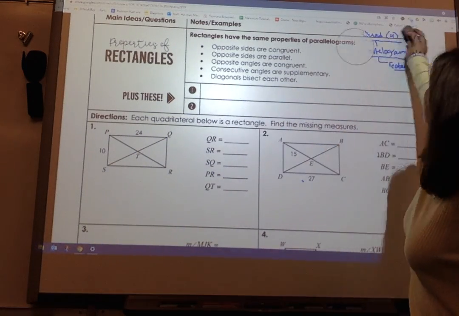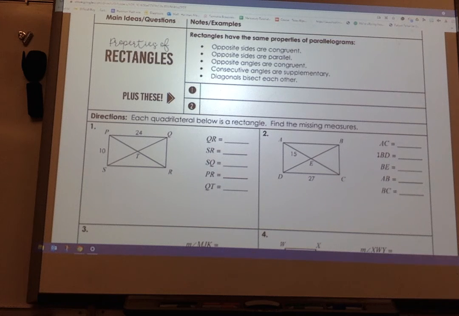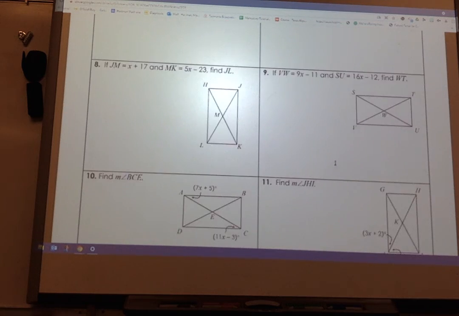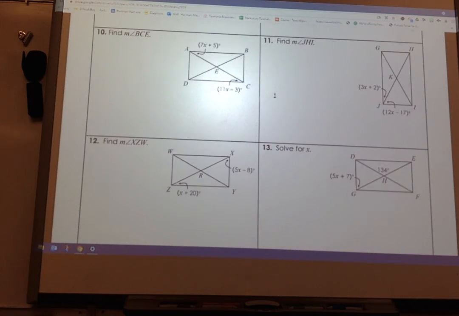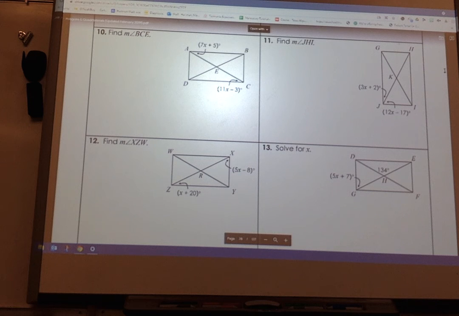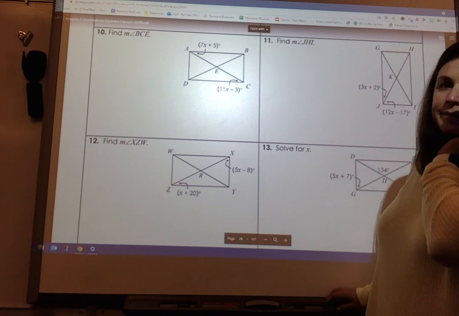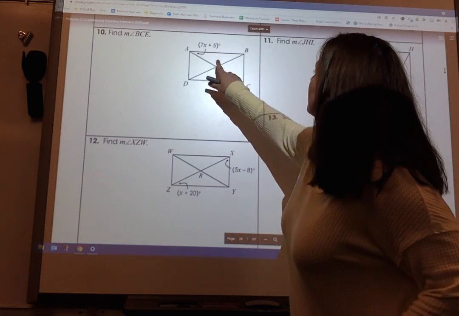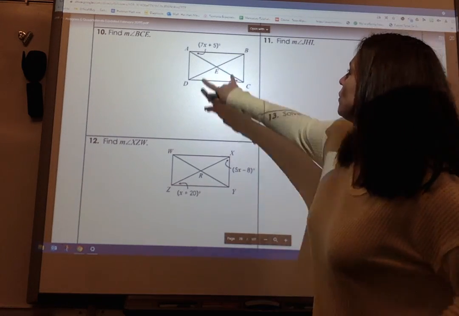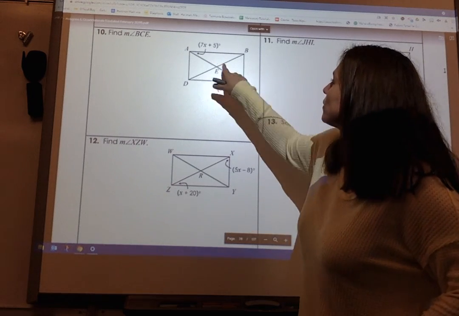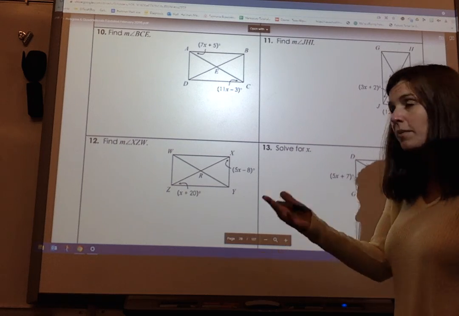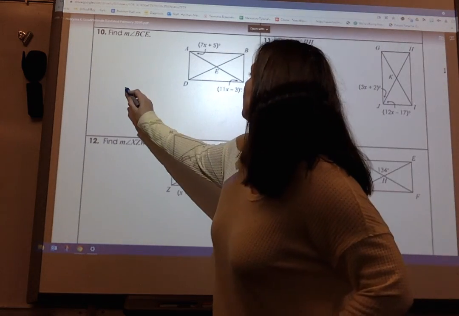All right, let's take a look at some other rectangles. All right, let's get down here to the good ones. So let's take a look at number 10. What kind of angles are these? I know they're alternate interior angles, parallel lines cut by a transversal. These are still alternate interior angles, and I know alternate interior angles have the same measurement. So that's going to allow me to solve for x.